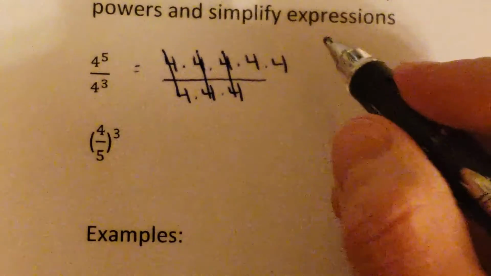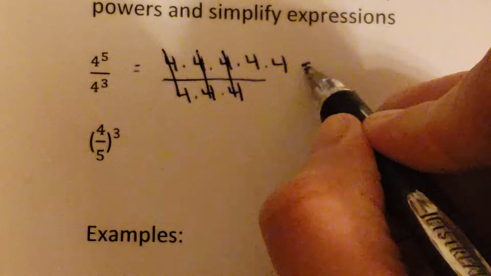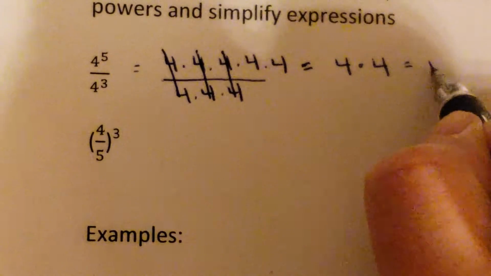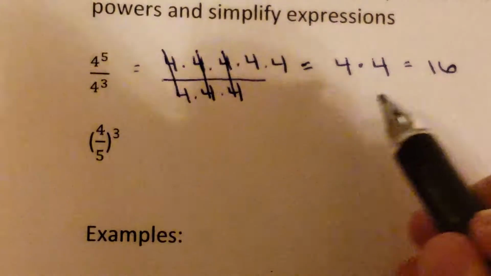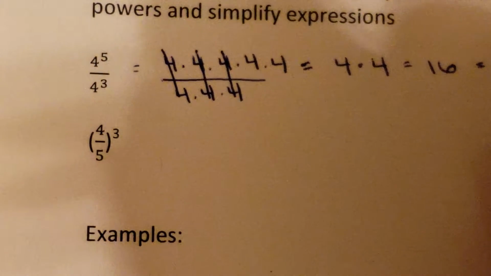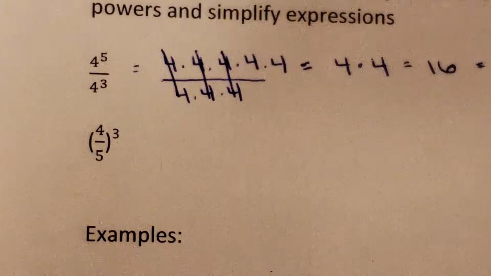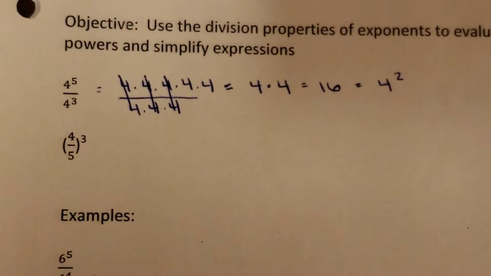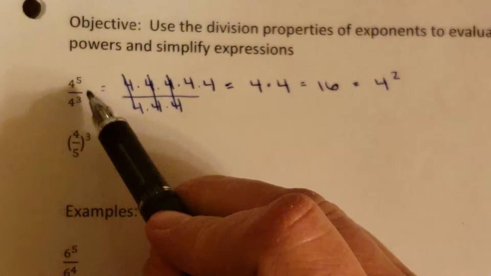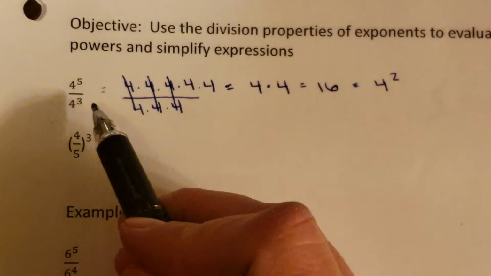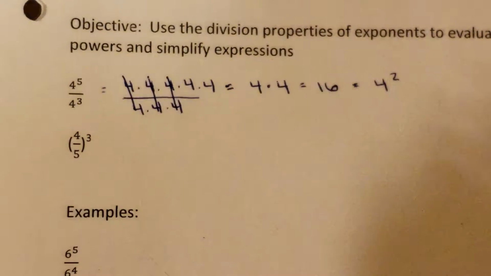So all that to say, 4 to the 5th over 4 cubed is really the same as 4 times 4, or 16. Or you'll notice 4 times 4 is the same thing as 4 squared. All of these things have the same value. Now, how can I go from 4 to the 5th over 4 cubed to 4 squared without all of these intermediary steps?